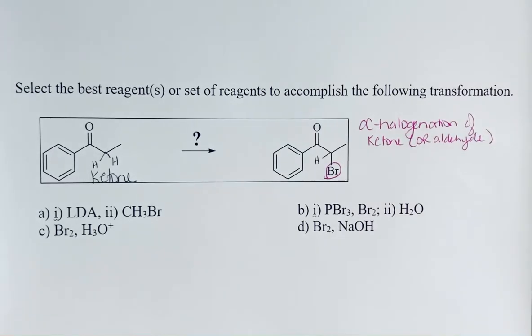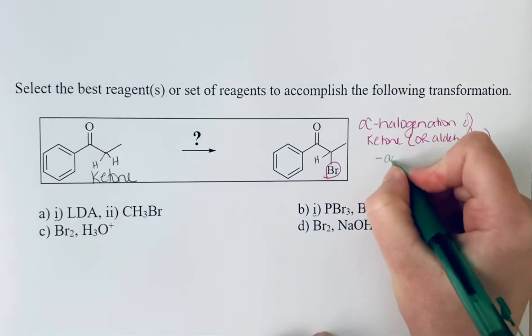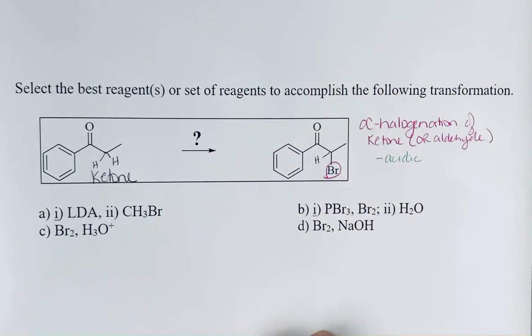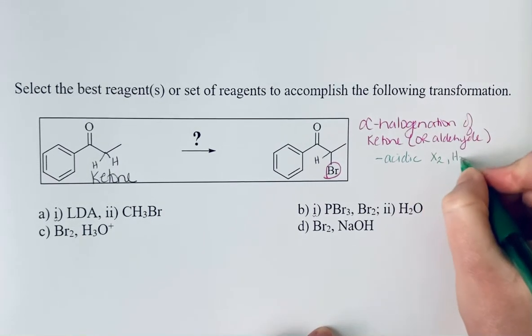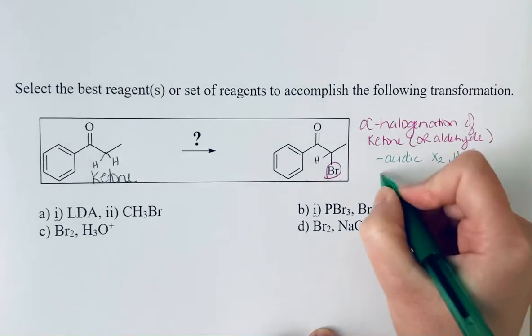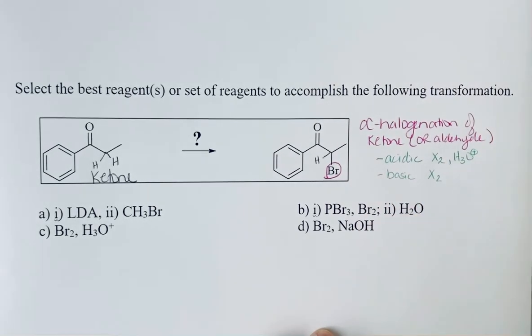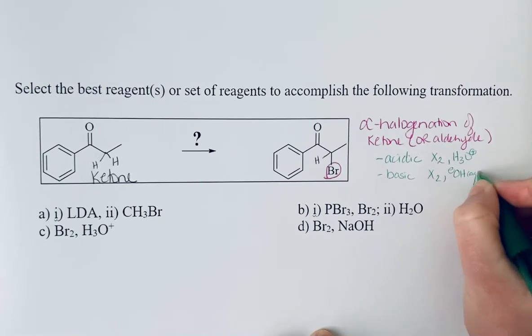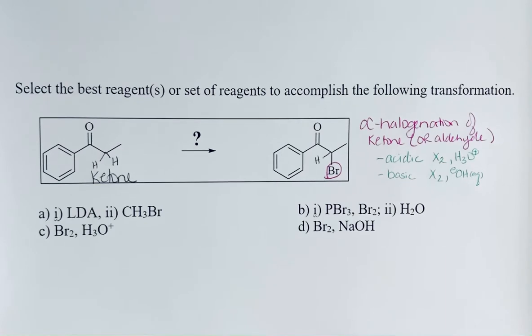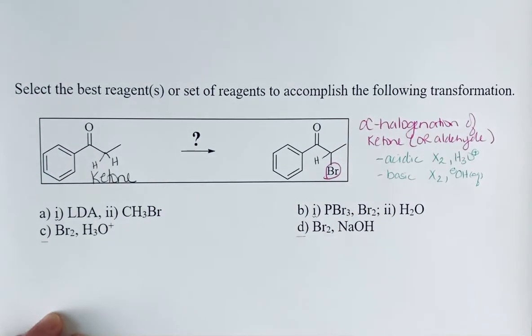All right, so when you look at your alpha halogenation section, you're going to see that you have two choices. So you can do this reaction under acidic conditions, and under acidic conditions, that would be having your halogen and H3O+. Or this reaction can be done under basic conditions, which involves having your molecular halogen again and an aqueous solution of hydroxide. So these are the only two conditions that we should be considering here. So we should just be considering C and D.